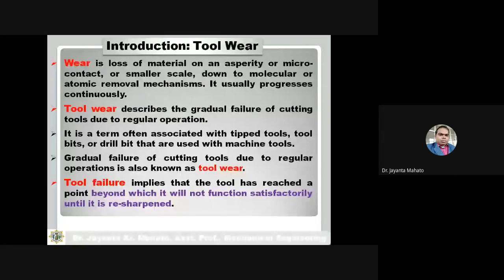So loss of material from any material is actually wear. Loss of material from a tool is actually tool wear. Okay, so tool wear describes the gradual failure of cutting tools due to regular operation. Due to regular operation, the surfaces on the tool, and even the nose of the tool, gradually fail or gradually wear out. So this is called tool wear.